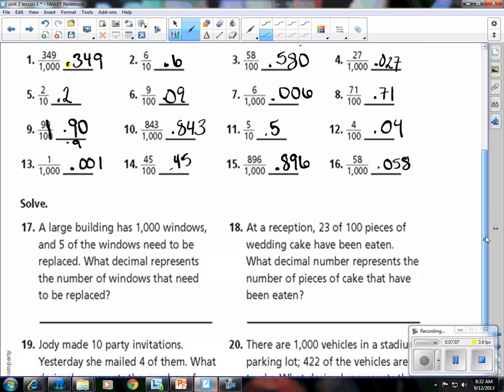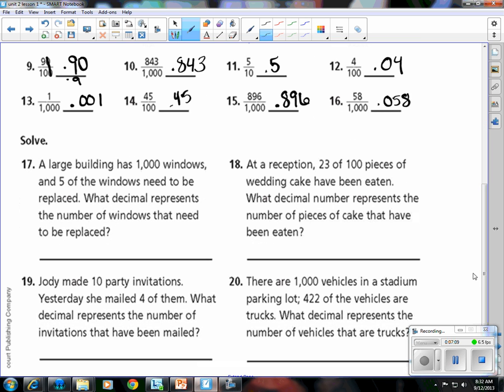Let's try a few that are actually story problems here. A large building has 1,000 windows and 5 of the windows need to be replaced. What decimal number represents the number of windows that need to be replaced? To me, it's easiest to write this as a fraction to start with. So I know that the whole number of windows is thousands, right? There's 1,000 windows. So I'm going to write that down. And I know the ones that need to be replaced are 5. So 5 thousandths. And now I can write that as a decimal. Okay, 0, 0, 5. 5 thousandths.